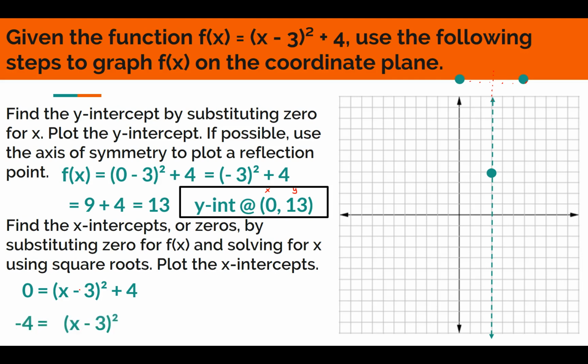Now it's looking a whole lot like complete the square. To get rid of my parentheses squared, what do we do? Square root both sides, yes. What? You cannot square root a negative 4. So what does that mean for this one? It means no solutions.